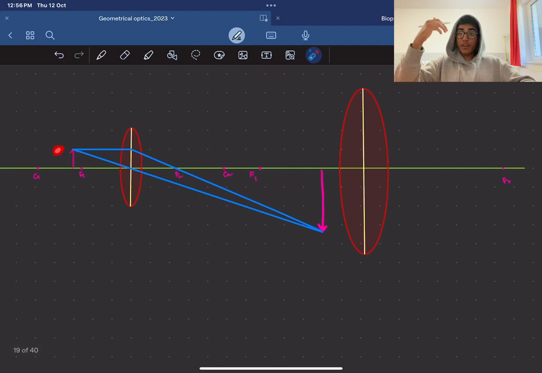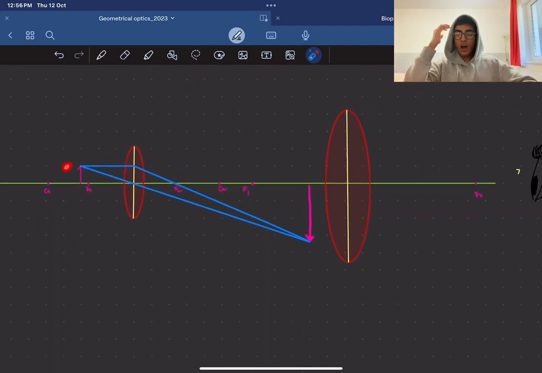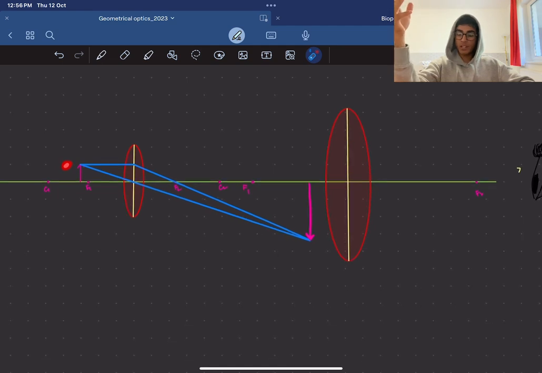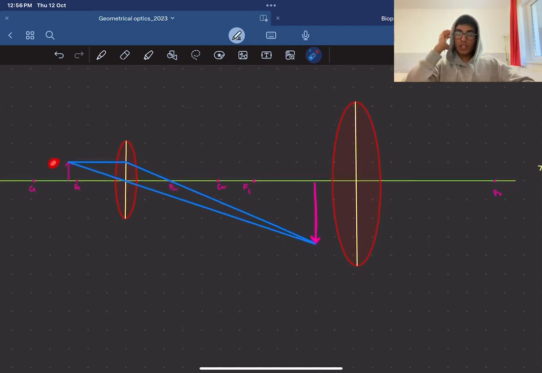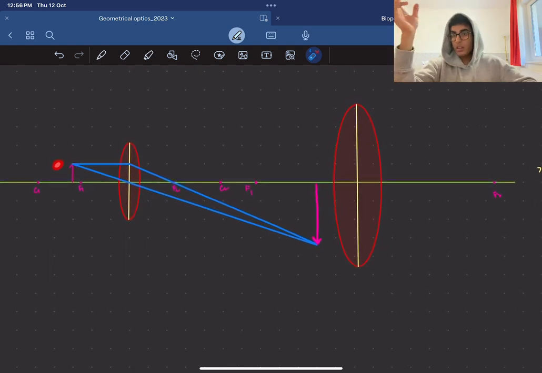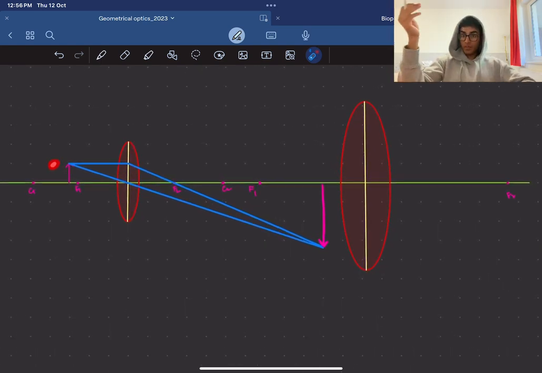Because for me at first, the thing was, what do you actually mean by real image? I couldn't really grasp the concept of a real image. I was like, okay, fine, do you mean it's like a hologram? What do you mean by a real image? So it's basically like a projection.